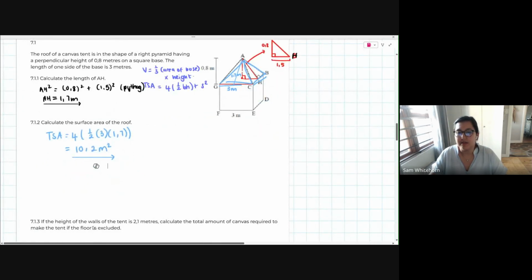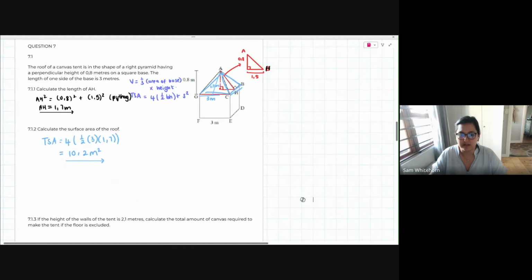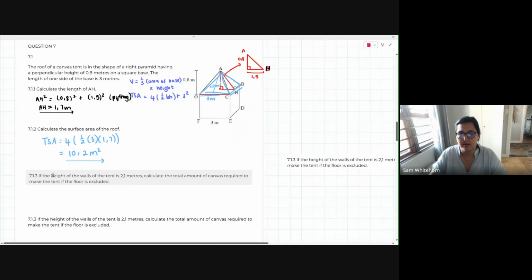Right, 7.1.3 says if the height of the walls, can I make it, is that fine? Can everyone still see that? I'm actually also just going to make my own choice here. Right.